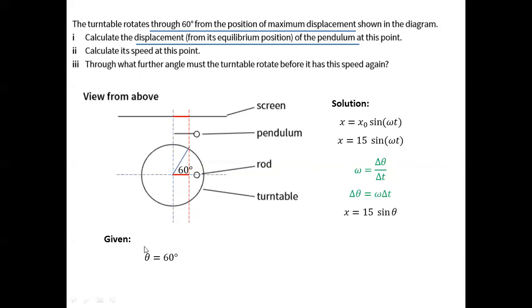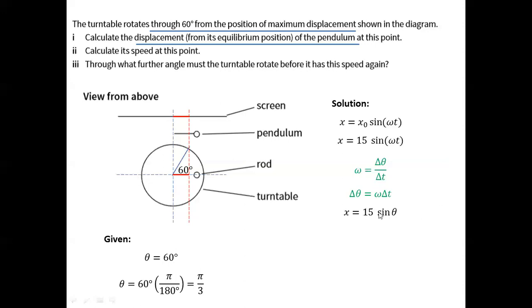Now, let's convert this theta to radians, since the angle that we should use for this equation should be in radians. 60 degrees will be equivalent to pi over 3 radians. Now, the next question is this. Is this the angle that we should replace or use in this equation?